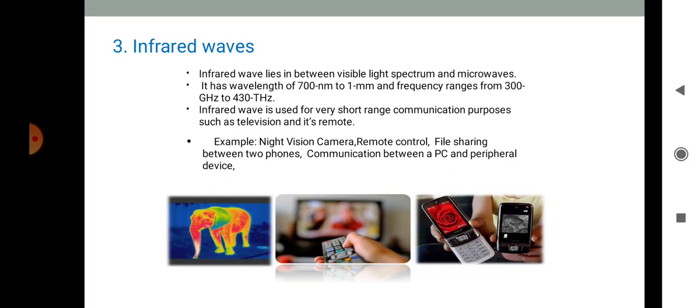This can be used for short range communication, and infrared communication is achieved using a transmitter and receiver module with non-coherent infrared light. This is the infrared wave which is used for very short range communications. Examples are night vision camera, remote control, file sharing between two phones, and communication between PC and peripheral devices.